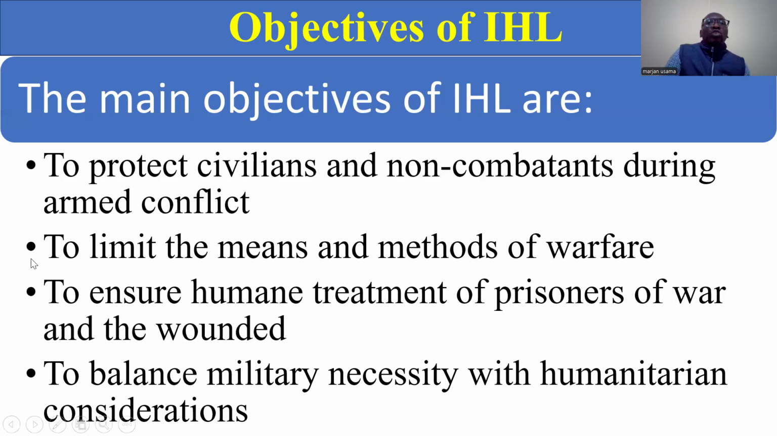Number 2, to limit the means and the methods of warfare. To limit the weapons coming in, because the more the weapons, it basically means the war is going to continue. We need to limit the methods of war, be it by land, by air, by water. If we limit it, then we are not going to have a lot of casualties.